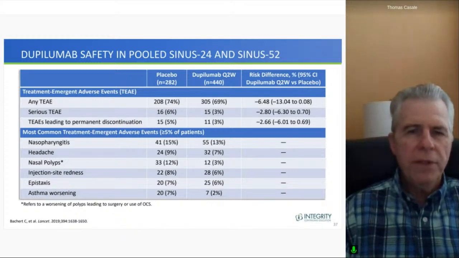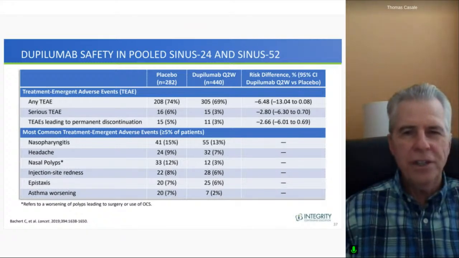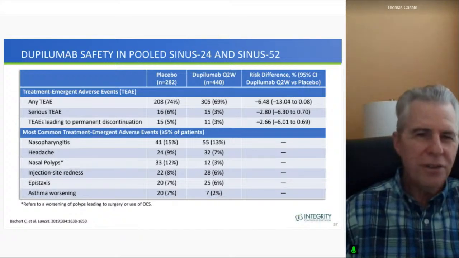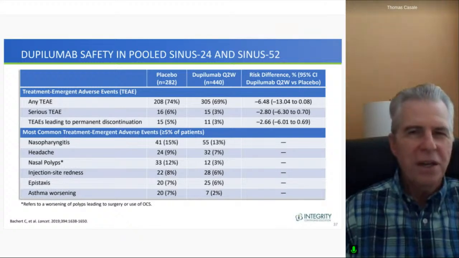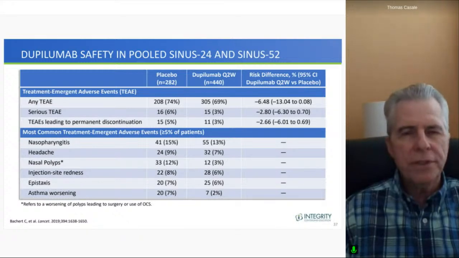Now, if you remember that one question, the most common adverse event, actually it was nasopharyngitis and not injection site reactions, which I thought was a good guess as well. But you could see that the event profile between placebo and active drug is pretty similar.